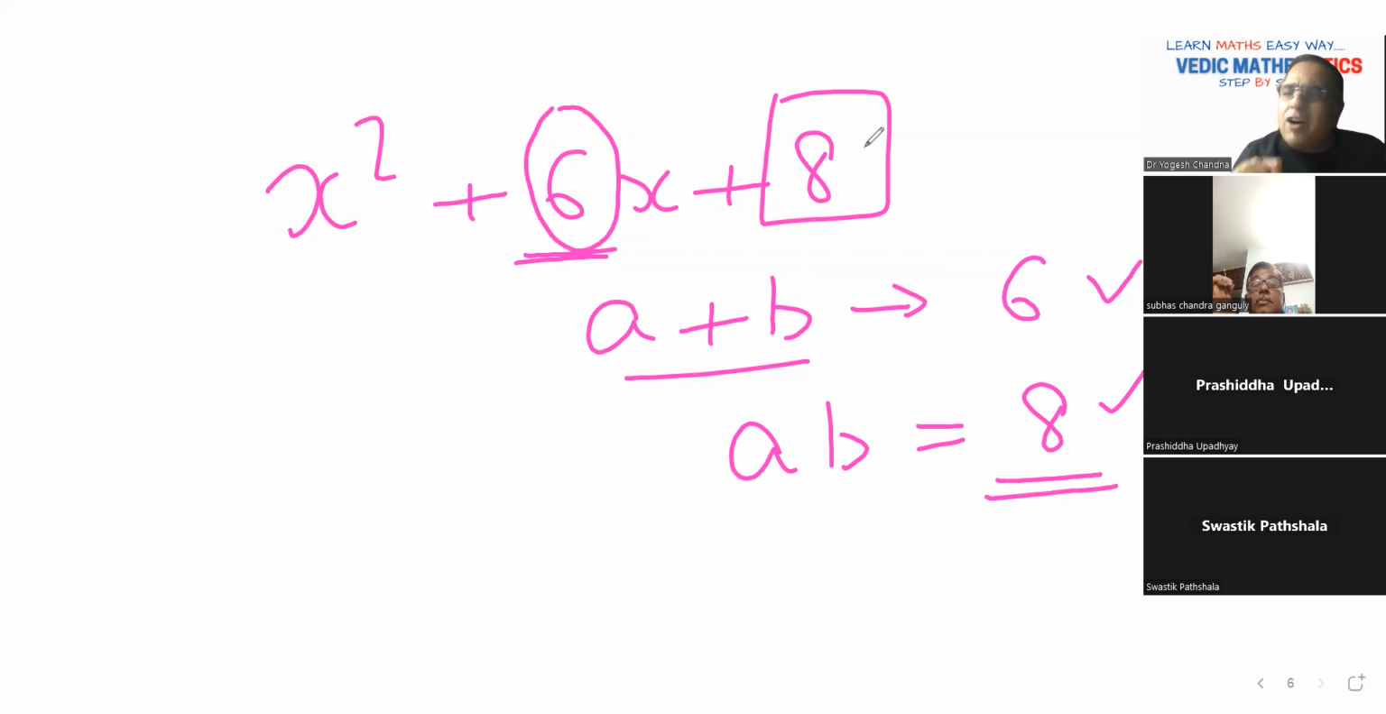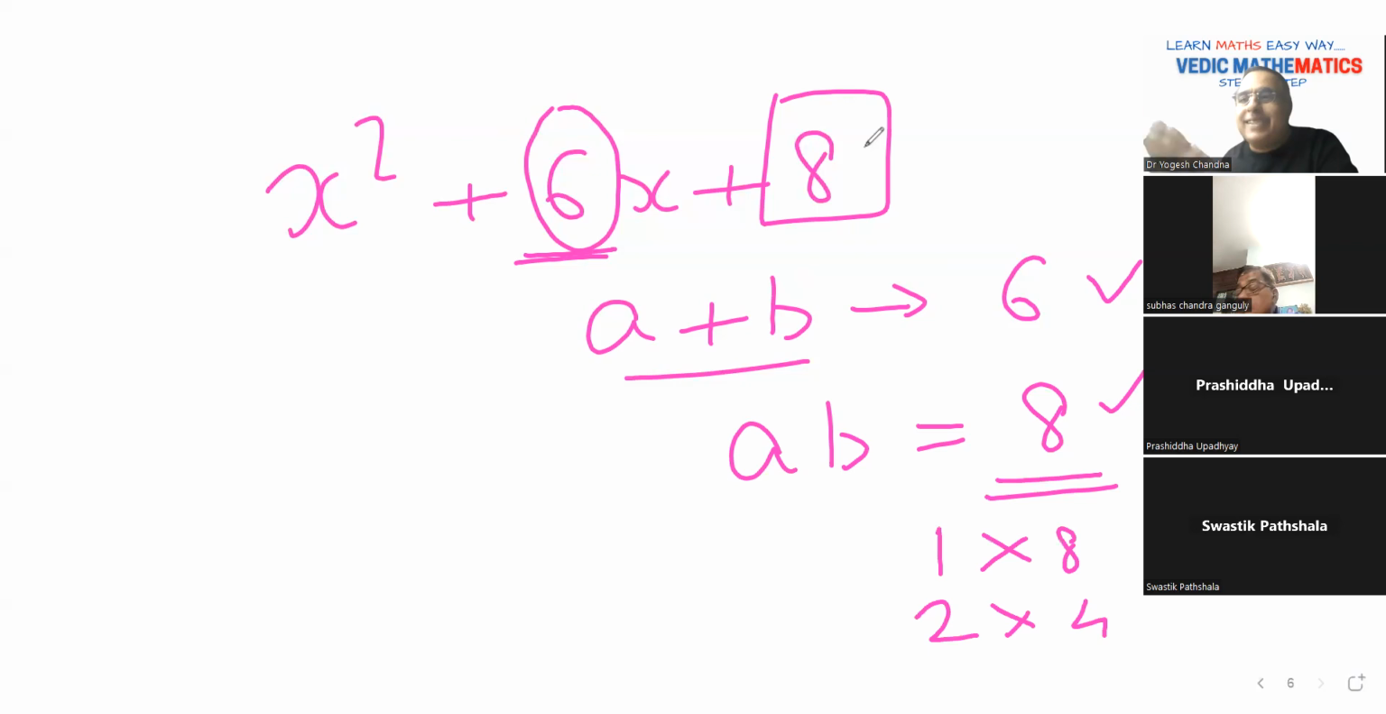What are the factors of 8 which can give you 6? See, the first factor is 1 into 8. So either you add 1 and 8 or subtract 1 and 8, you will not get 6. So you cannot do it. Second, 2 and 4. If you observe, 2 plus 4 makes 6 and 2 into 4 is 8. Finish.